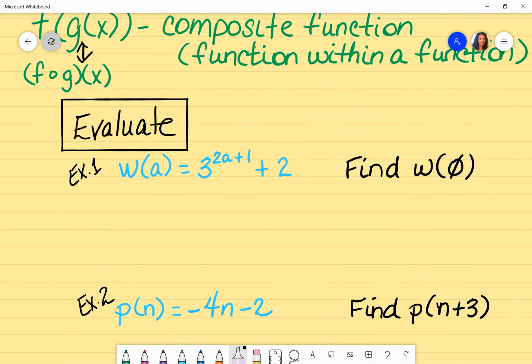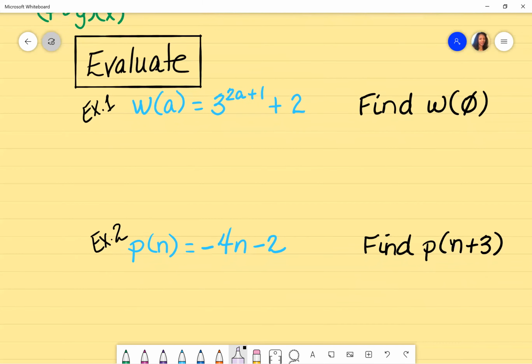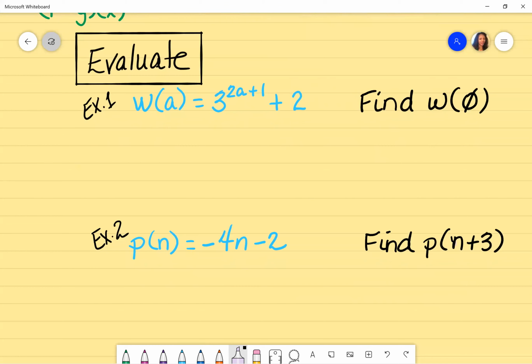So I have a couple of examples that I want to go through. Pay attention to the directions because that will help you determine what you need to do. Evaluate in these examples simply means take what's given in your instructions and substitute it in for that variable. So the variable for my function in this example was a. So it's asking me in my directions, every time I see an a in the function, replace it with 0. So that's what we're going to do. And then you just simplify it down.